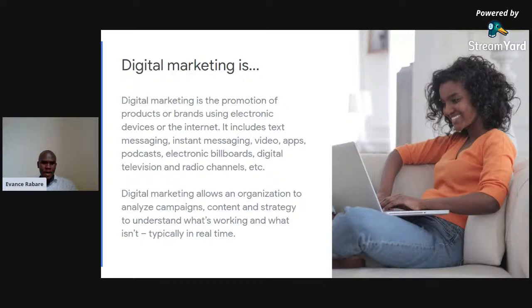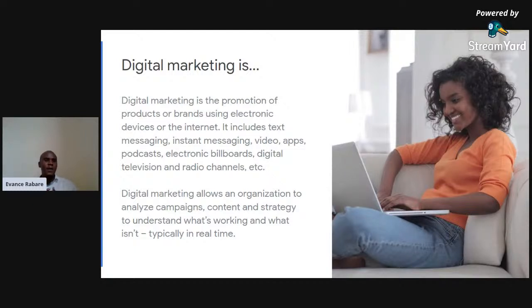that is called digital marketing, and it includes text messaging, instant messaging, video, apps, it could be podcasts, webinars, electronic billboards, digital television or even radio channels, right? Digital marketing concentrates on using a wide range of online tools and technologies available, but the focus should always be on understanding human behavior. Marketers face new challenges in the digital marketplace, but they also have the opportunity to create personalized, relevant communications and content to develop deep relationships with customers based on ongoing interactions.